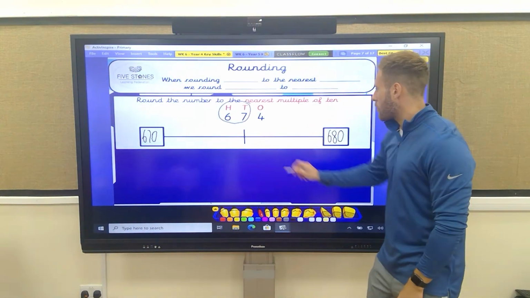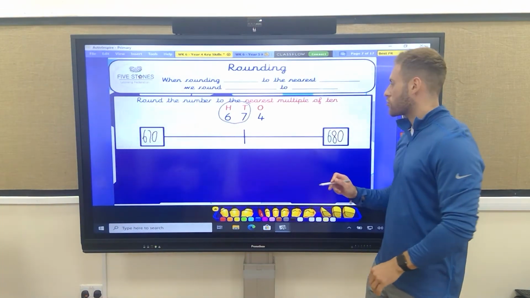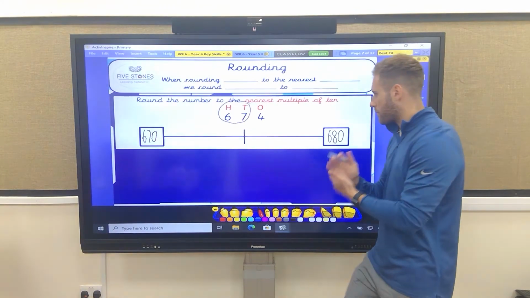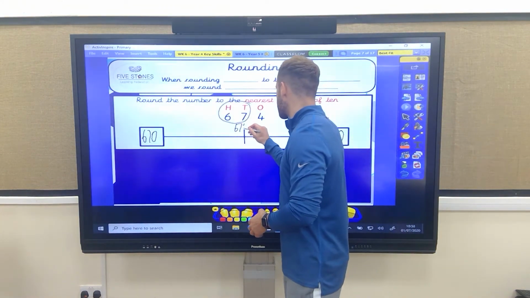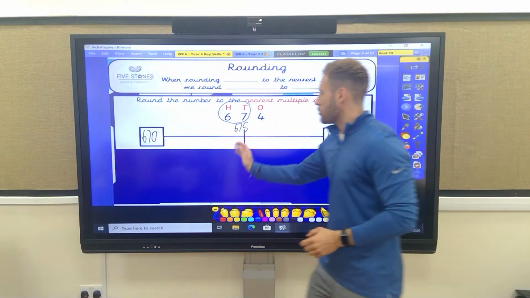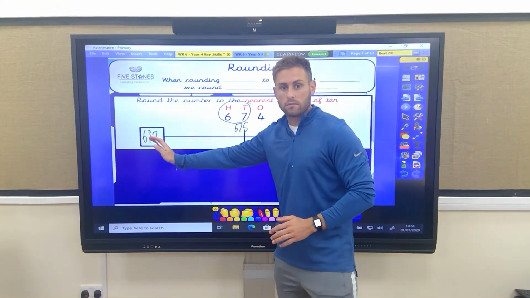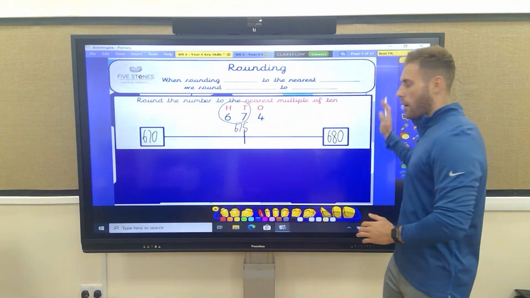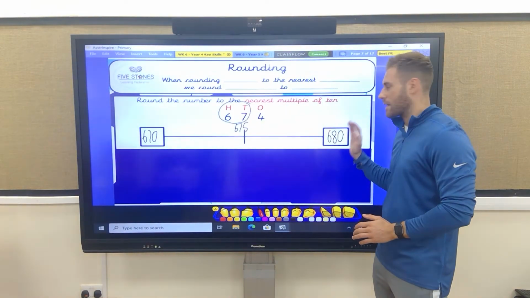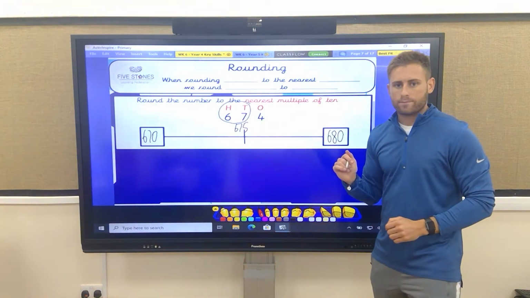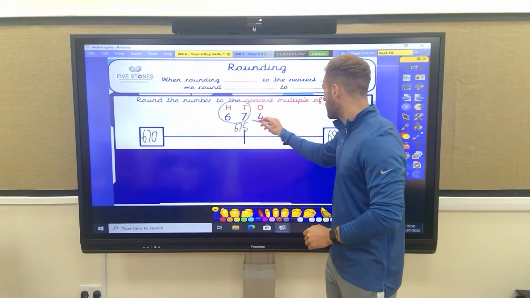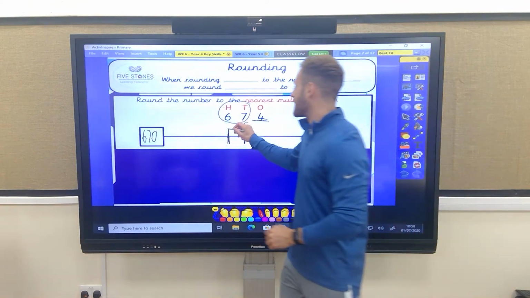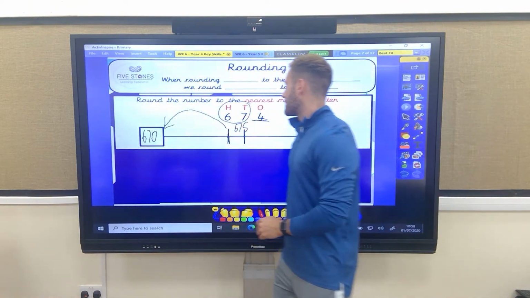Fantastic. We know our midpoint is going to be a 5, isn't it? So in the middle of our number line, we have the number 5. So we're at 675 as our midpoint. Any number that lies on the line before it, we round down. Any number that lies on it or above, or further along, should we say, we need to round up. The 4 tells us we are before 675, meaning we need to round down.